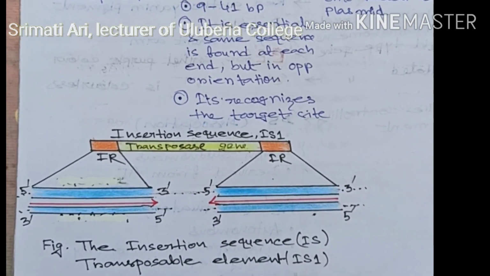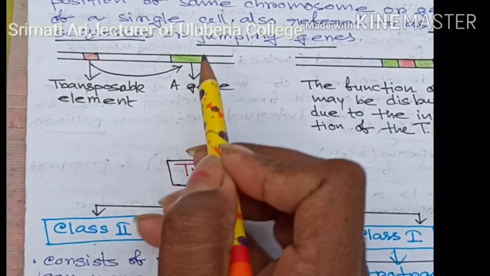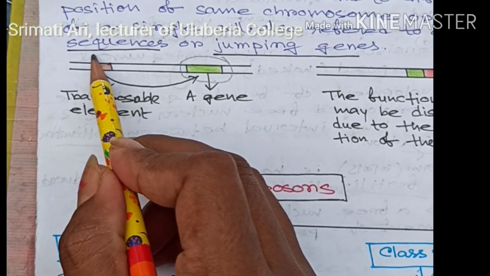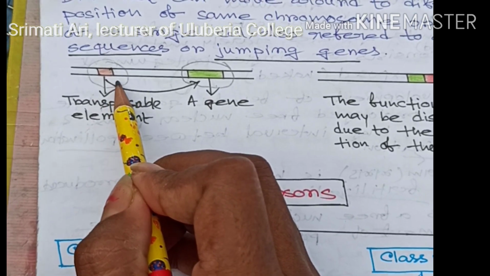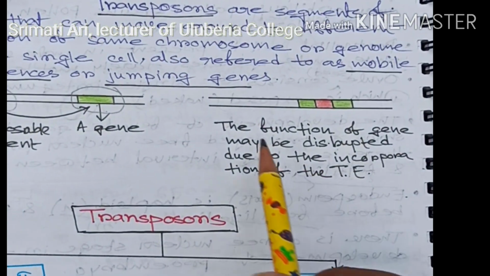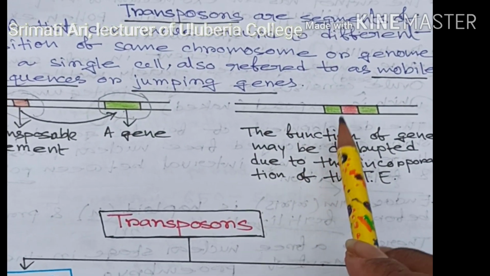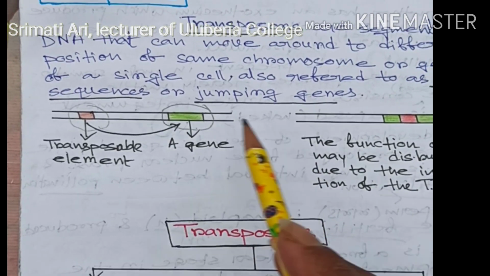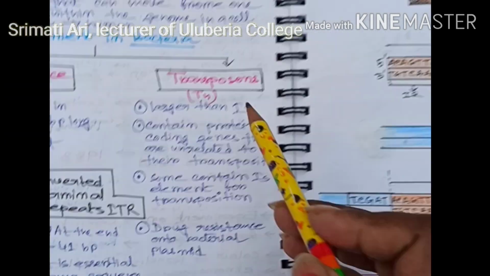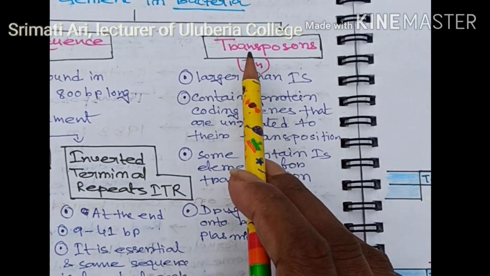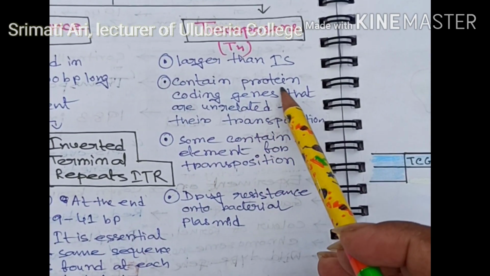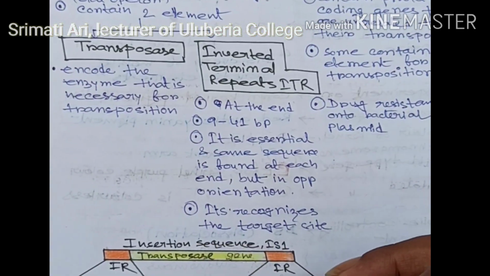That means, suppose in a chromosome this is gene A. Here a transposable element is present which can incorporate within this gene and can disrupt the function of that gene or fully abolish the function of the gene. This type of transposable element can come out from that gene. These are transposons. They are mainly two types, composite transposon and non-composite transposon. Transposon is bigger than IS element.